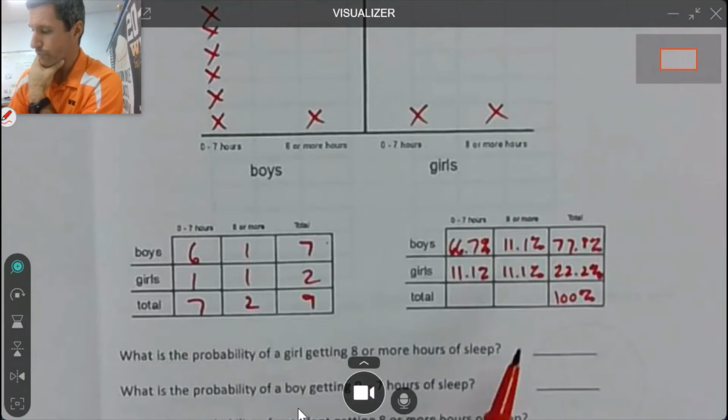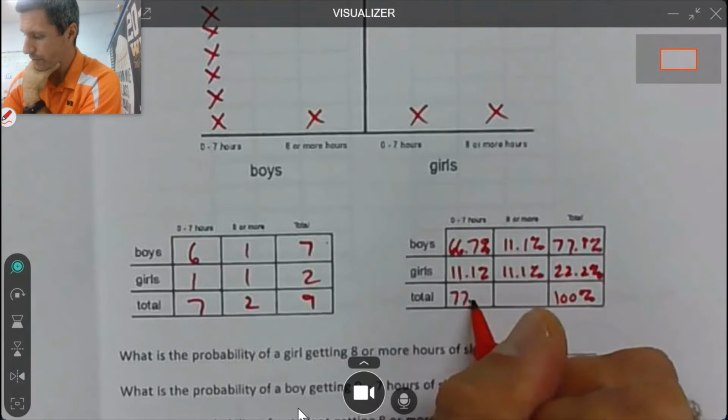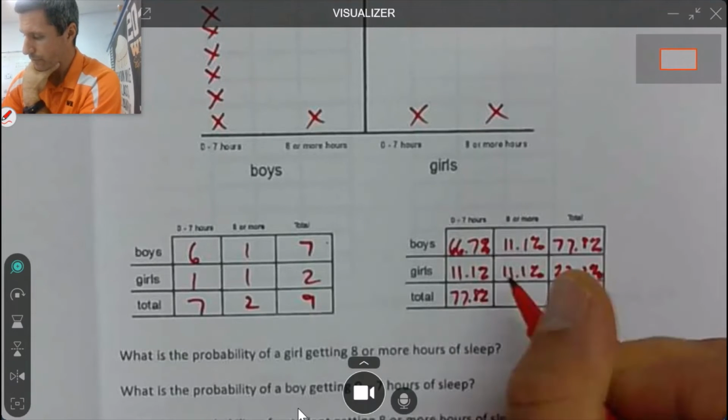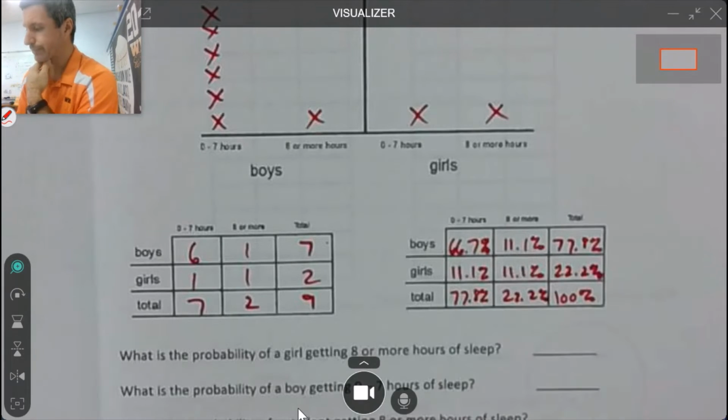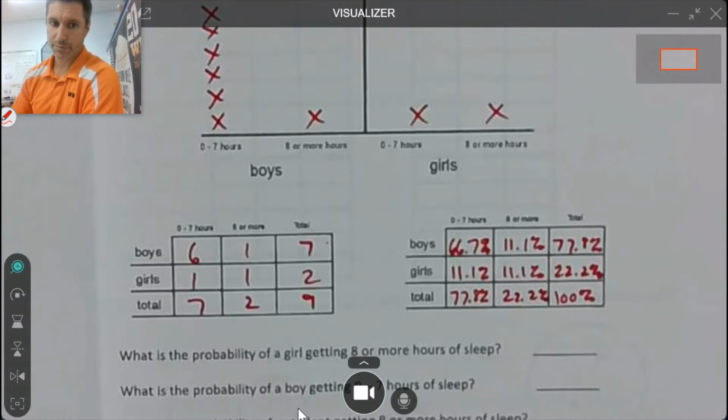And then the same thing would hold true down here. Another 77.8% and another 22.2. Okay. Now we're going to break it down into subgroups.